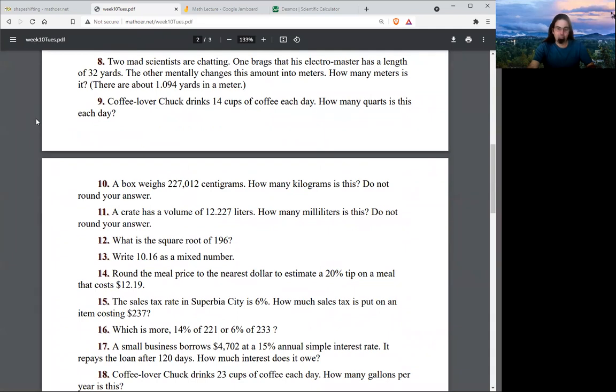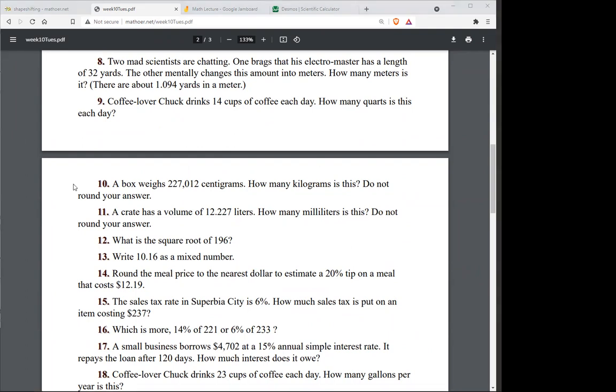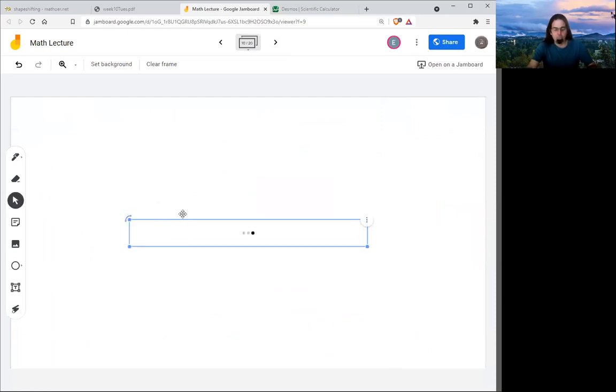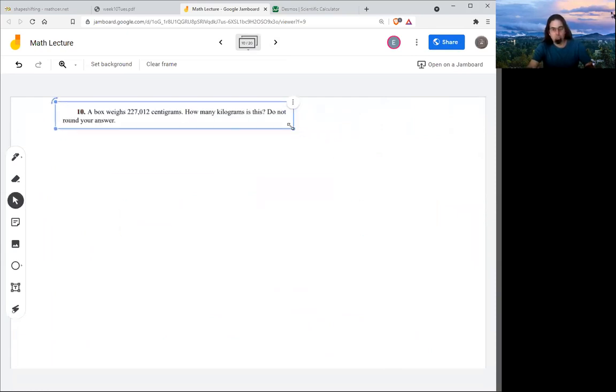Should we do number 10? Yeah. So 10 and 11, they can be quick. People liked the scoot method before. Should we scoot both of these? Yeah.